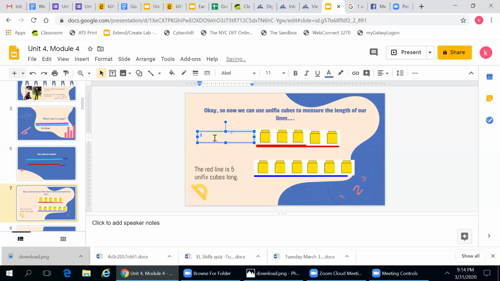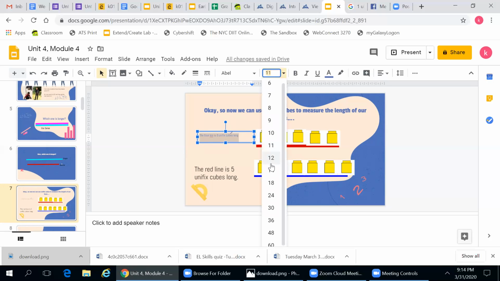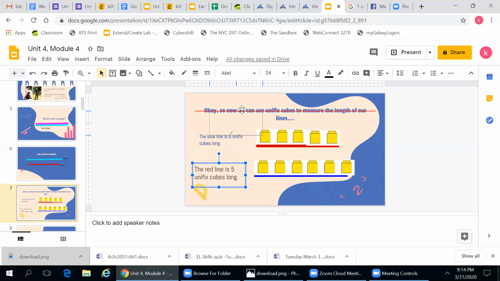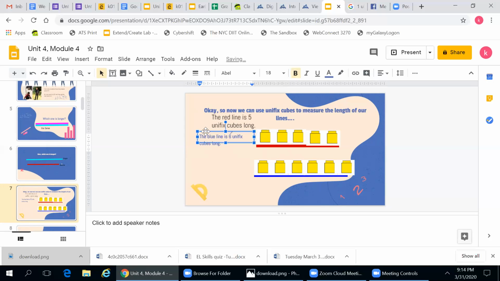So I'm going to write that here. The blue line is 6 Unifix cubes long. And I'm going to make that bigger so you guys can see it again. Look at that. The blue line is 6 Unifix cubes long. That would be great if Miss Ewan can spell. And I'm going to switch this because this doesn't make any sense. The red line is 5 Unifix cubes long. I'm going to move that up here. And the blue line is 6 Unifix cubes long.